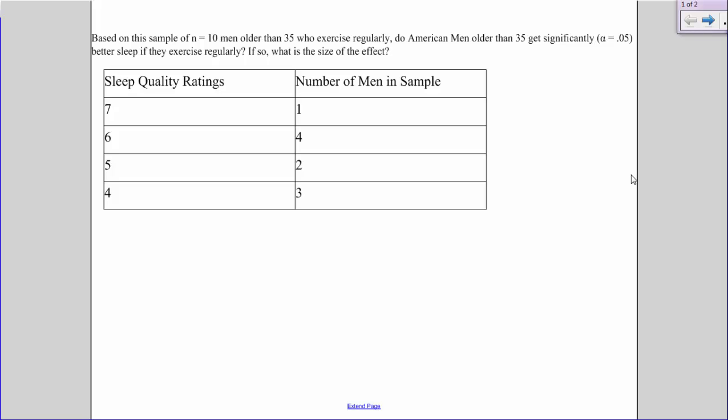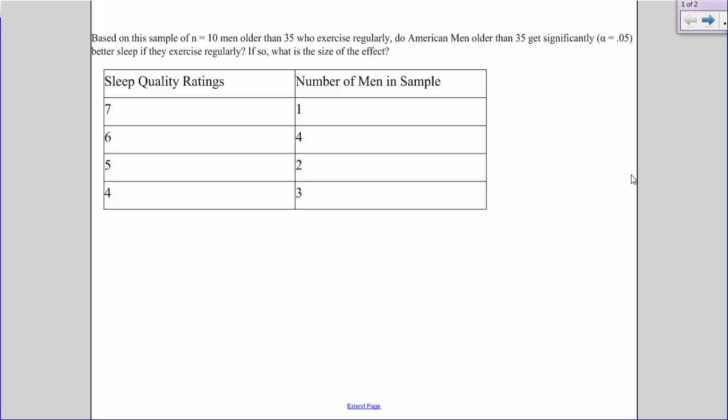It's very similar to the video that Dr. Marshall posted, but now instead of having a big sample, we have a small sample of 10 men, and we're using raw data to figure out the t-statistic instead of just having the values provided. So based on this sample of 10 men older than 35 who exercise regularly, does it appear that American men older than 35 get significantly better sleep if they exercise regularly? And if so, what is the size of the effect?